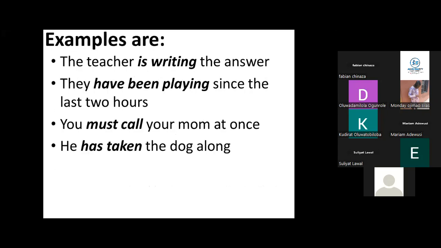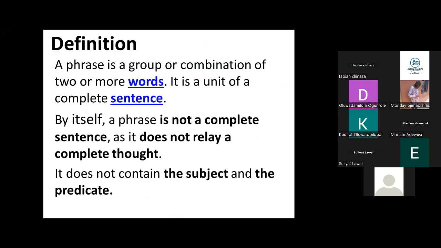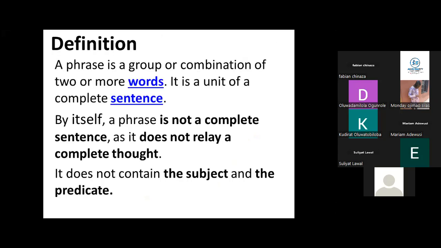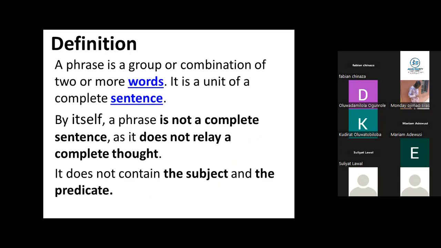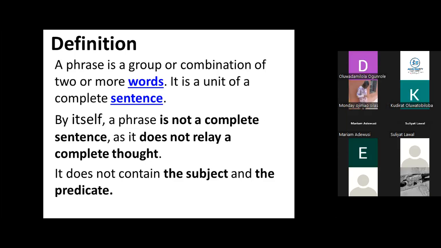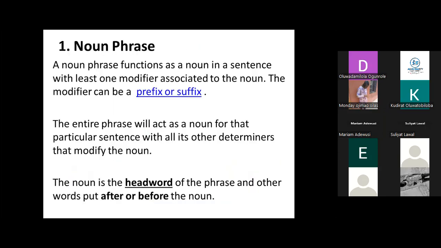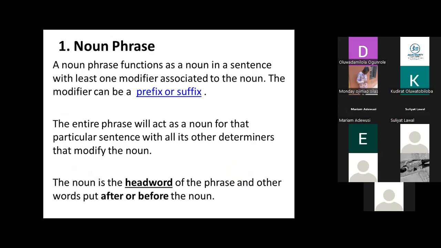I would just want us to have a quick revision on what we've been discussing. We've been discussing a phrase, and we've said a phrase is a group or combination of two or more words. It is a part or a unit of a sentence. In its own, it is not a complete sentence, and it cannot express a complete thought. Why? Because it does not have a subject and a predicate in itself. And then we talked about the types of phrases that we have. We have a noun phrase, which acts as a noun in a sentence, and a noun stands as the head word in that phrase.